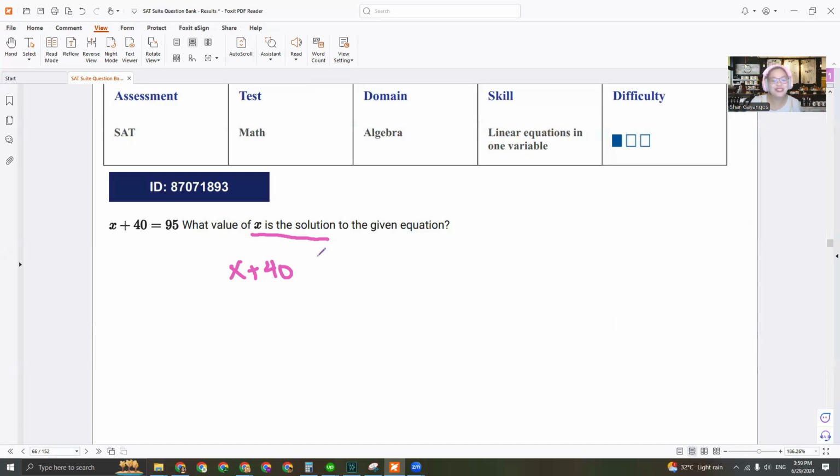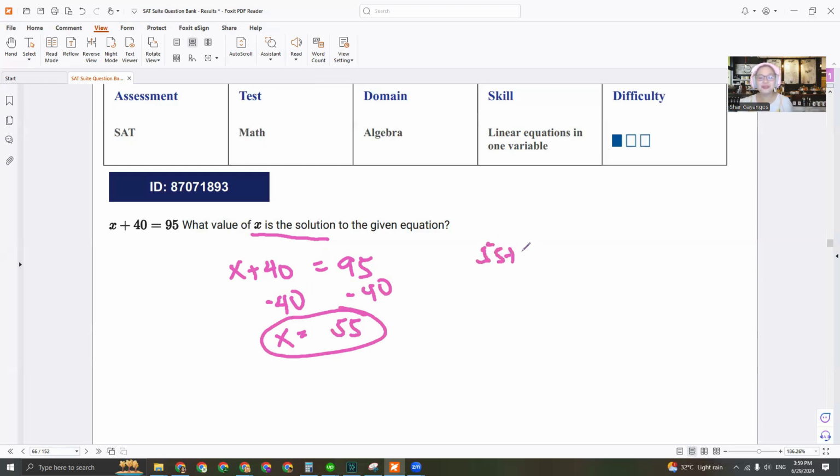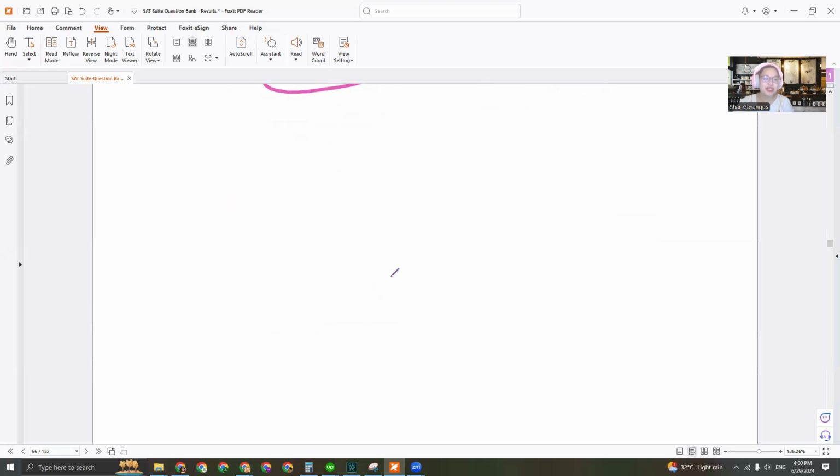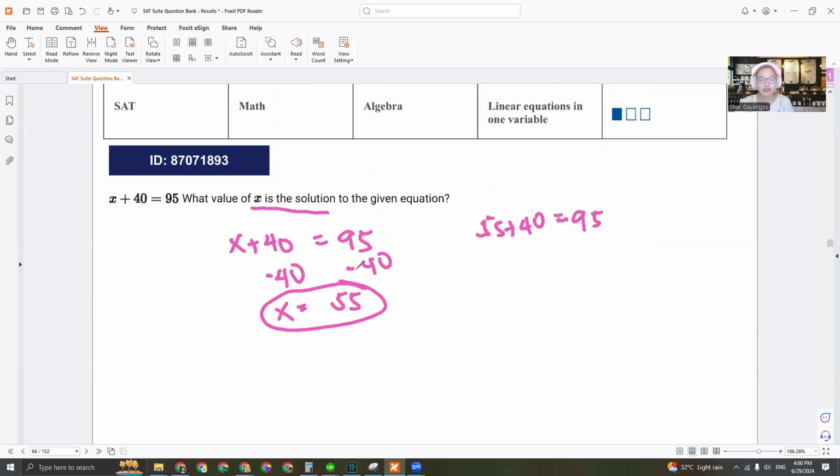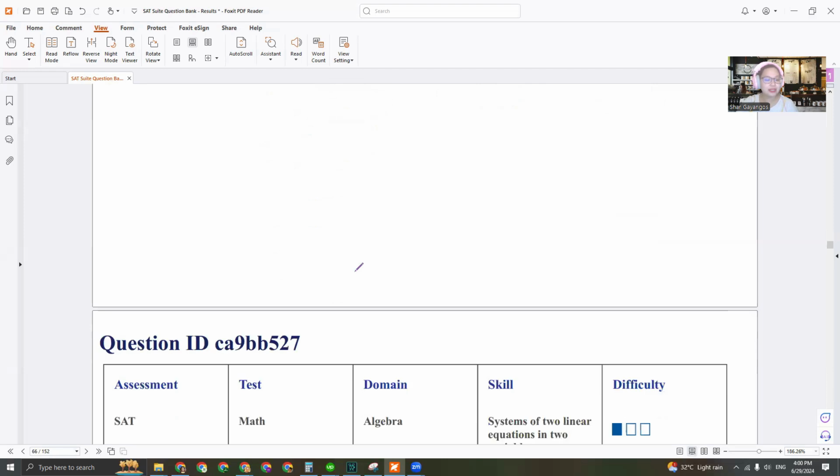So let's go ahead and solve this equation. And how do you do this? You isolate x on one side. So you'll have x is equal to 55. And you can go ahead and double check. All you have to do is plug in 55 into x, and this should give you 95, which is correct. And that's how you double check if you got the answer for linear equations.